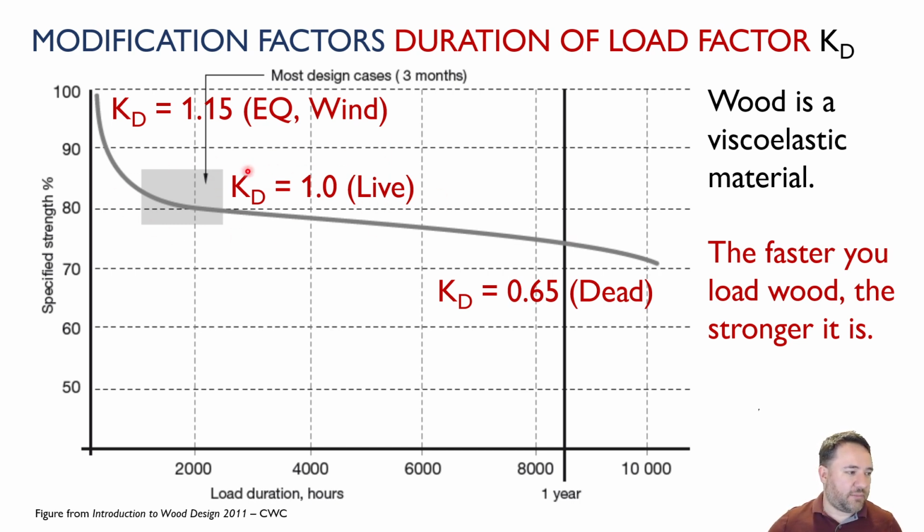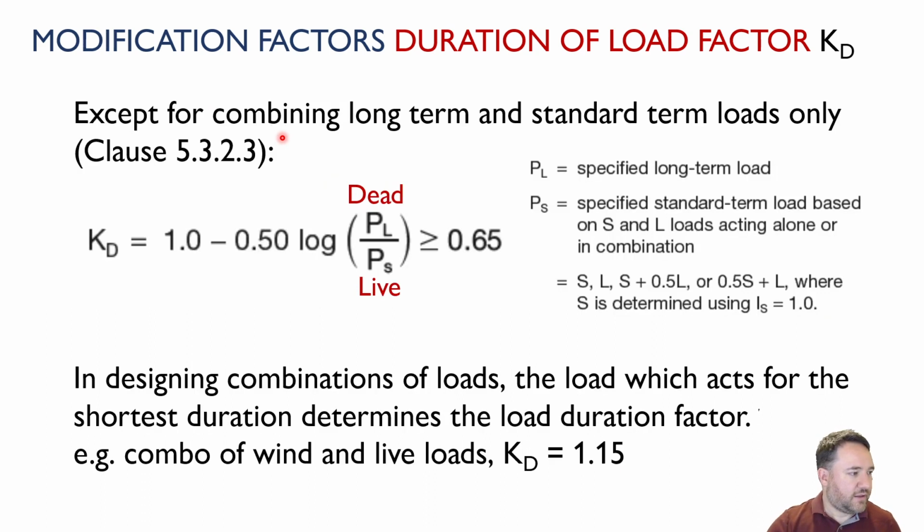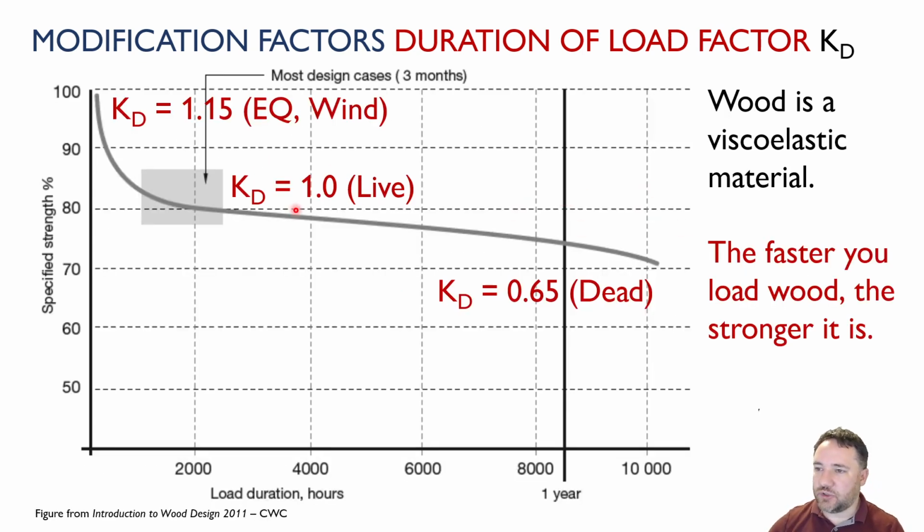And that's where we set our baseline of KD equals 1.0. And then short duration loads, loads that happen over hours or days, but not months, actually get a bump in strength according to this baseline. So that would be things like earthquake and wind. There is one caveat here, which is if I have only dead and live load, there is a way to interpolate between these two, KD equals 1.0 and KD equals 0.65. So there's a curve between these two.